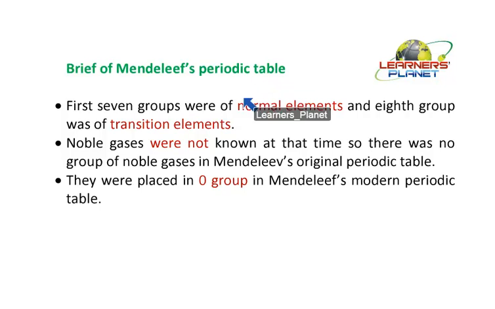Now, in brief, Mendeleev's periodic table: the first 7 groups were of normal elements and the 8th group was of transition elements. Noble gases were not known at that time, so there was no group of noble gases in Mendeleev's original periodic table. They were placed in the 0 group in Mendeleev's modern periodic table, as I told you.